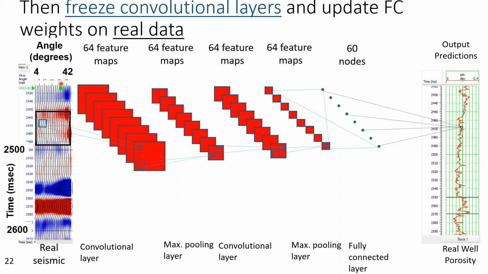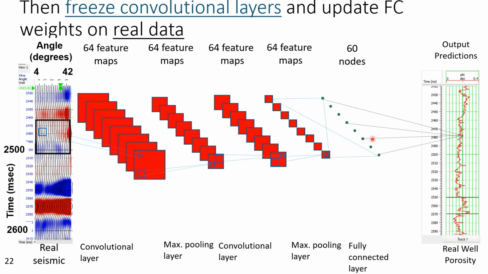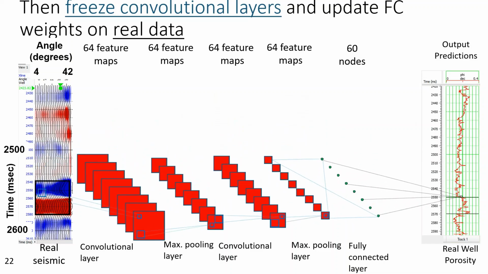And then we're going to swap out and use the real seismic data and the real well logs here, and then update the weights associated with the fully connected neural network part of the network. And by doing that, we can improve the overall fit.